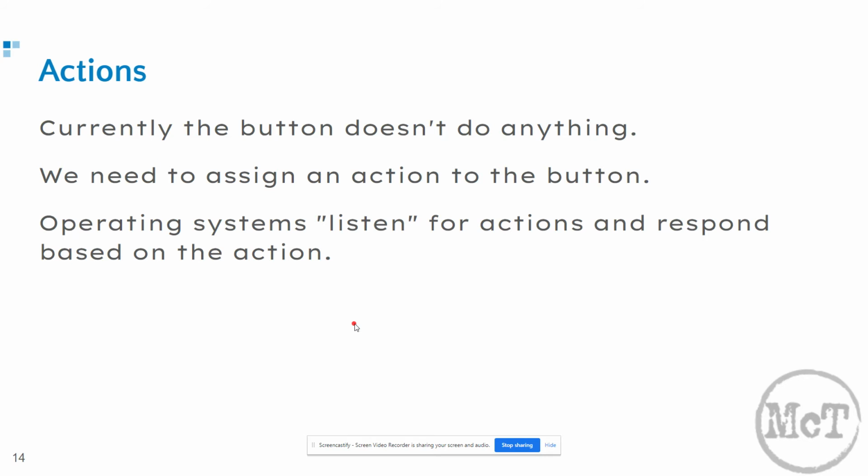Now, at the moment, the button doesn't do anything. So it's kind of pointless. So we need to add an action to the button. And when we're using a graphic user interface, basically it's locking in with the operating system. So the operating system, if you think of it as kind of having this loop, it's constantly checking the status of things. Did somebody type a key? Did they click a mouse? So it's listening for these actions, and then it's responding to those actions.